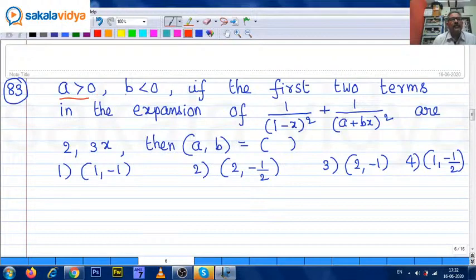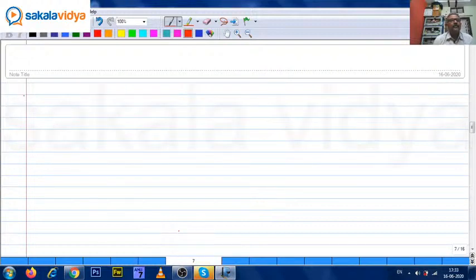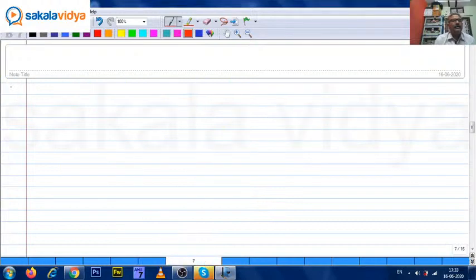A greater than 0, b less than 0, if the first two terms in the expansion of 1 by 1 minus x whole square plus 1 upon a plus bx whole square are 2 comma 3x. That means we need to collect the first two terms of these two expansions and equate them to 2 and 3x. Then we need to find the a comma b value. Okay, let us do it now. 83 solution.